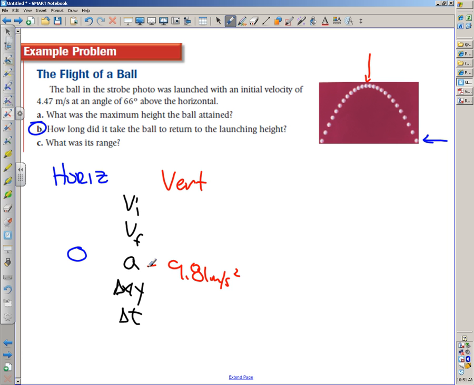That's the beginning. This problem asks us for how long, right? So what is this question asking us to solve for? Time, right? It's asking us to solve for a time. What did we learn about time at the beginning of this unit? Does it matter whether we solve time horizontal or time vertical? It does not. Either one of them will get us the time. So we can put question marks in both of them.